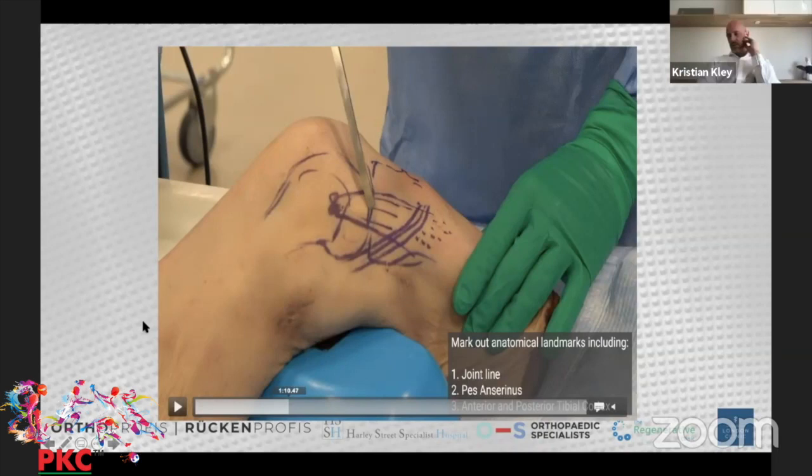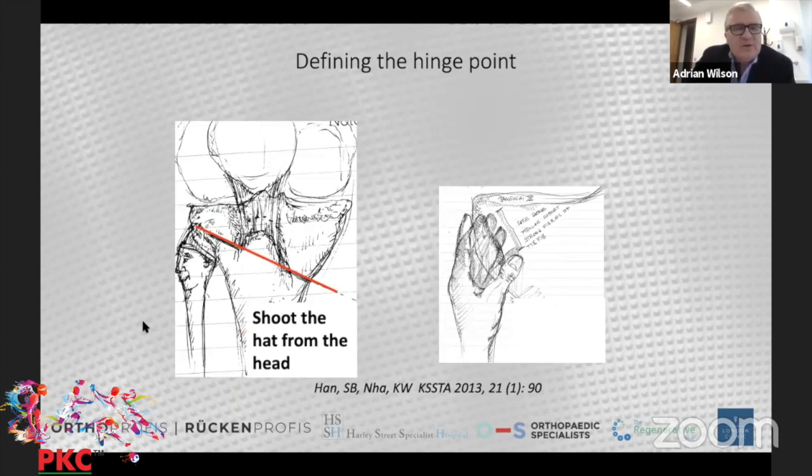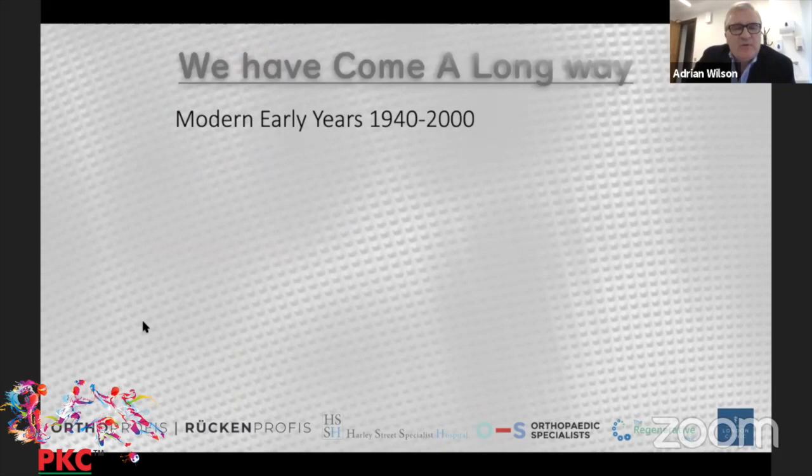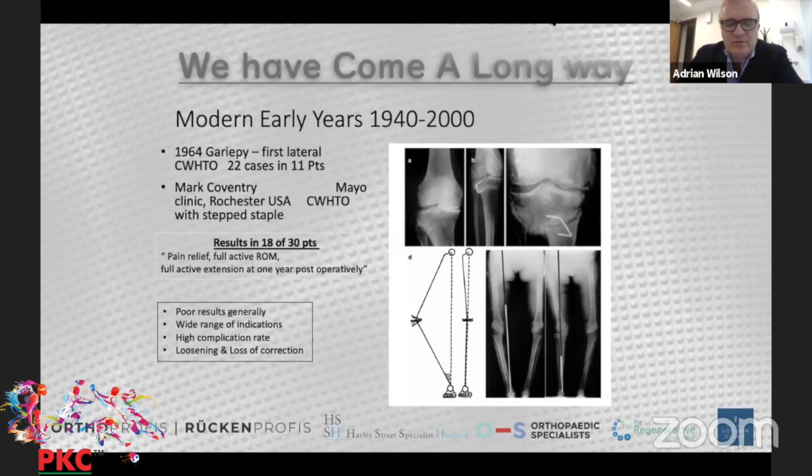And then with the hinge screw, this is something that we're all concerned about, protecting the hinge. We know about where we should be heading for. We've already covered that. And if we look back at what we did in the early years with staples and before we had angle stable plates, I think my Zoom is failing me. There we go. We can see these staples that didn't really, sorry guys, it's struggling a bit.